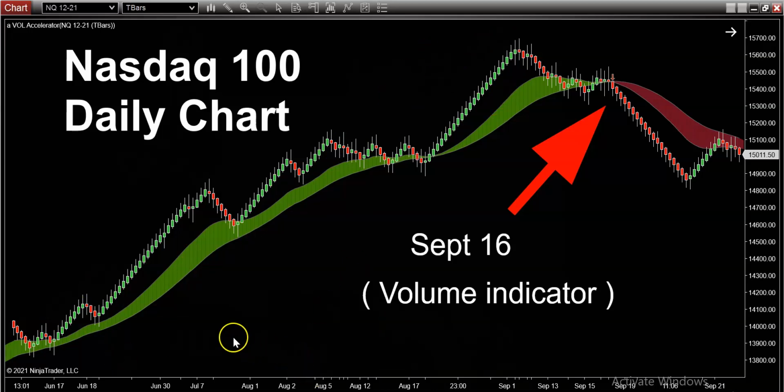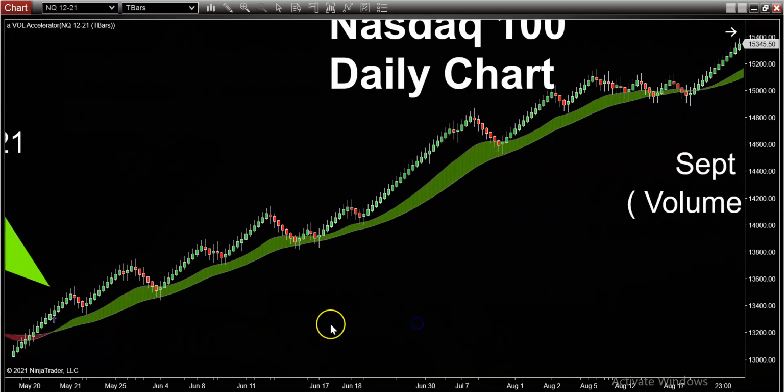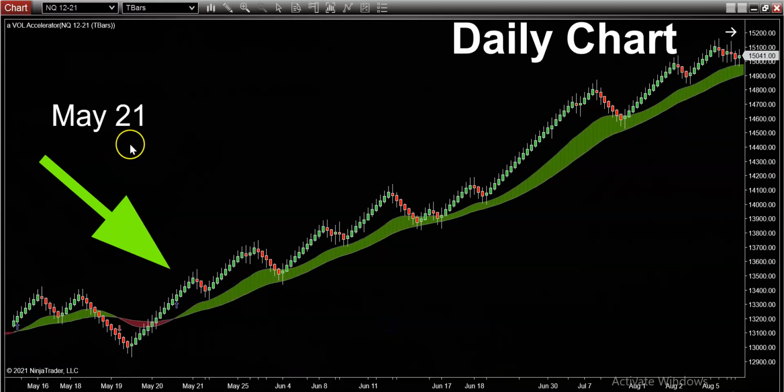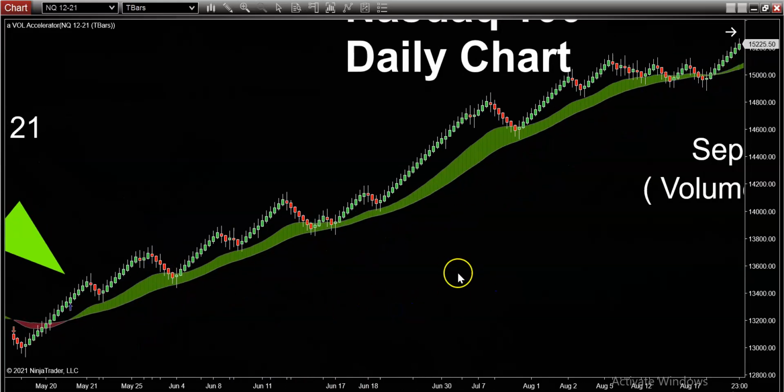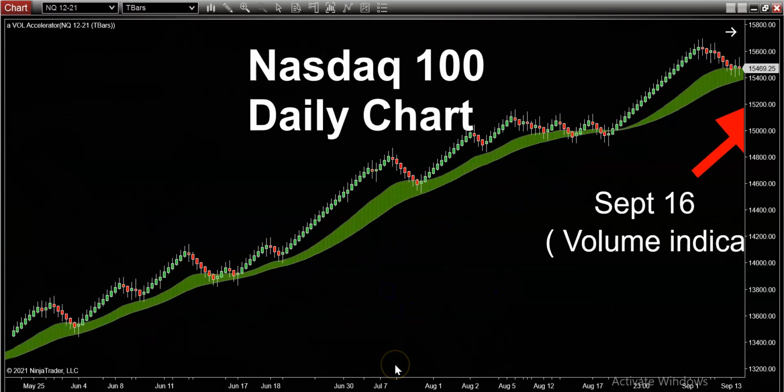In fact, hold on a second. Let me see. When did this trend start? Okay, May 21st. That's just about 4 months ago. Right on May 21st, the volume turned green. Super obvious, right? And if you just simply jumped on that trend, you had a very pleasurable and fun experience.